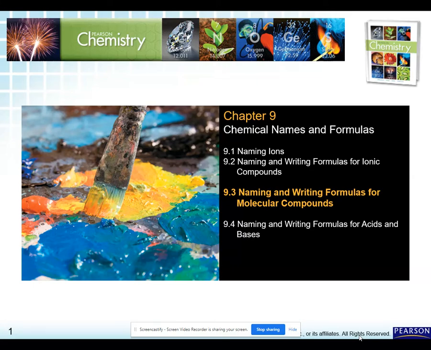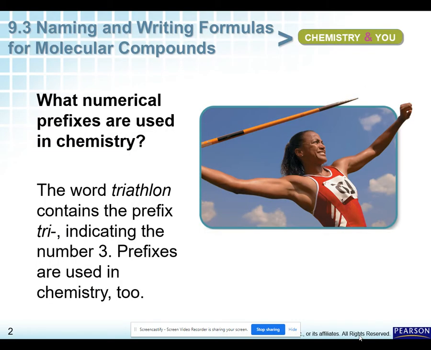Hey everyone, today we're going to move away from ions and ionic compounds, and now we're going to name the other side of molecular compounds that we learned in Chapter 8. So it starts off with a picture of a woman throwing a spear, and it says, what numerical prefixes are used in chemistry? Well, the word triathlon contains the prefix tri, indicating 3.